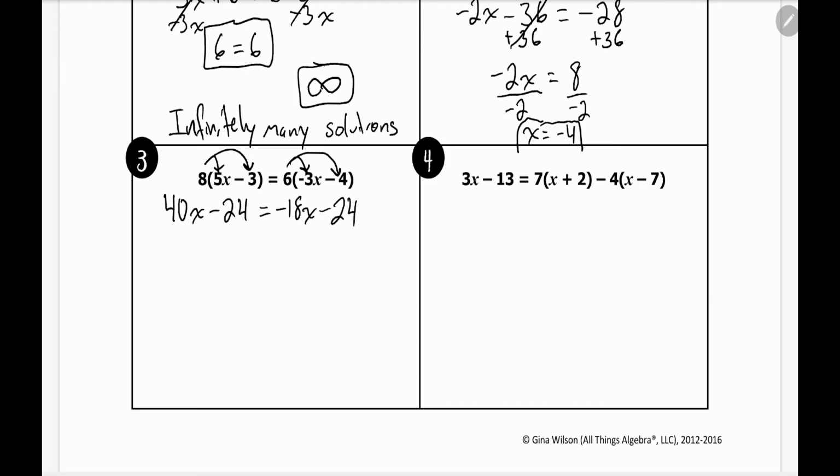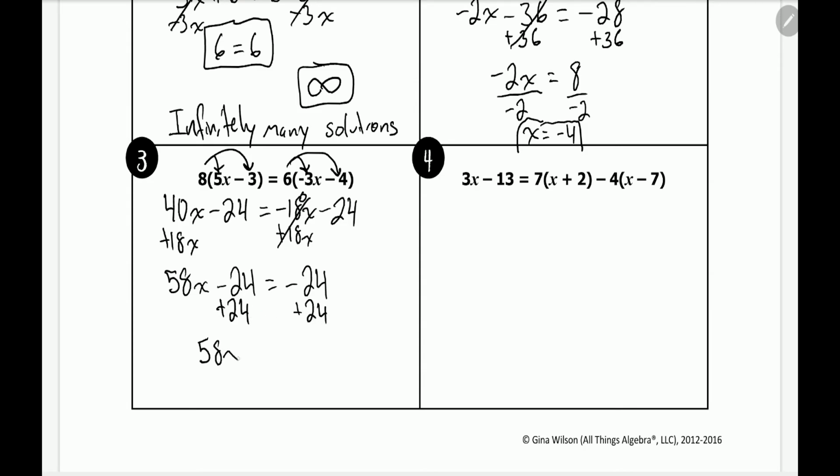We have to combine like terms, but that's not necessary, so we can move on to just moving the variable to the other side. So we have -18x, I'm going to add 18x to move it. So add 18x to both sides. This goes to 0. 40x plus 18x is going to be 58x minus 24 is equal to negative 24. Alright, now I have to solve this equation like normal. So I'm going to add 24 to both sides.